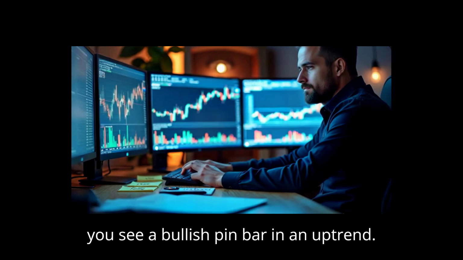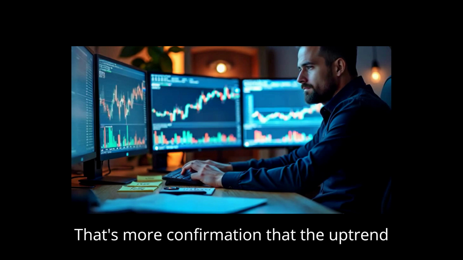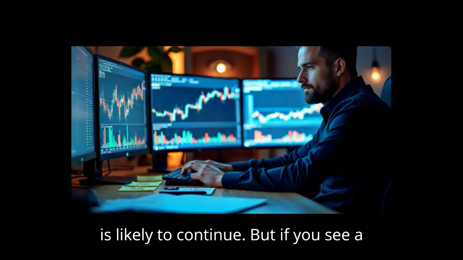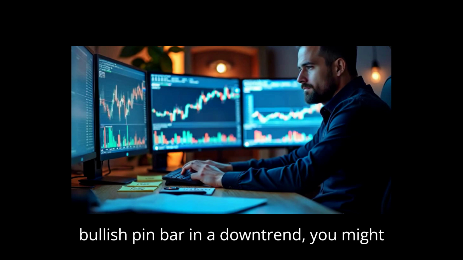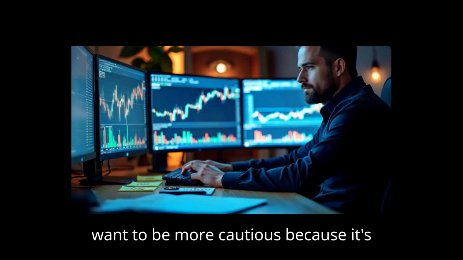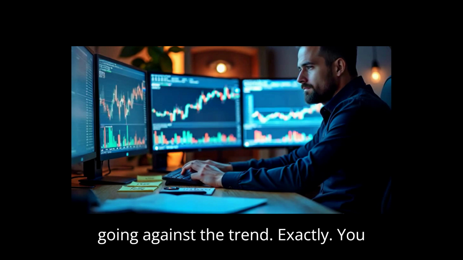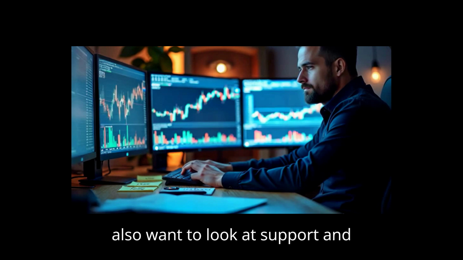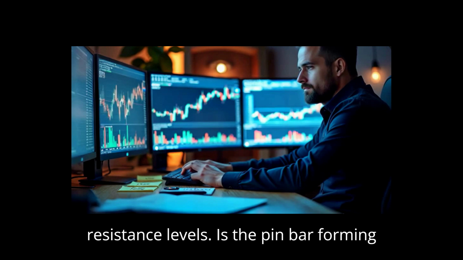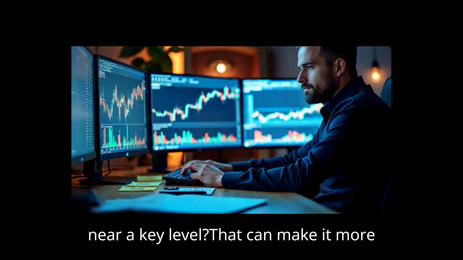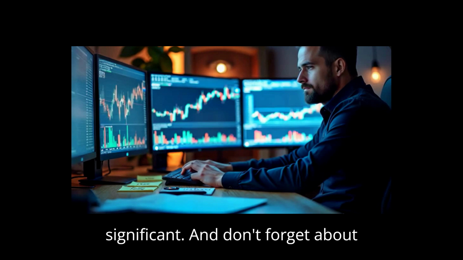Right. So if you see a bullish pin bar in an uptrend, that's more confirmation that the uptrend is likely to continue. But if you see a bullish pin bar in a downtrend, you might want to be more cautious because it's going against the trend. Exactly. You also want to look at support and resistance levels. Is the pin bar forming near a key level? That can make it more significant. And don't forget about volume.